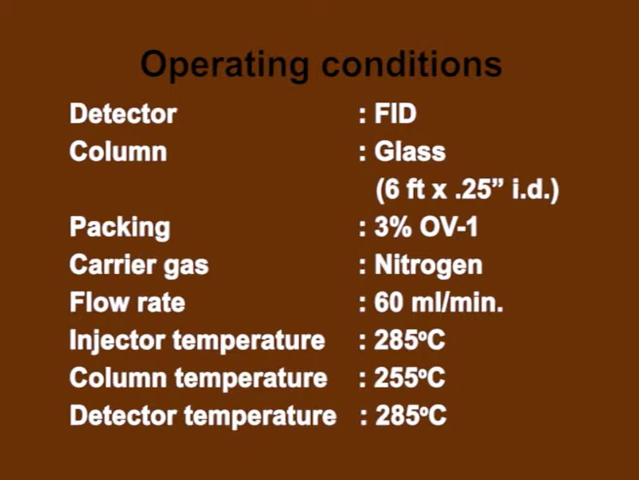Alternate or additional methods of gas chromatography. Method 1. Conditions: detector will be again flame ionization detector. Column, a glass column 6 feet by 0.25 inch internal diameter. Packing will be 3% OV1. Carrier gas will be nitrogen with a flow rate of 60 ml per minute. Injector temperature will be 285 degrees centigrade. The column temperature will be fixed at 255 degrees centigrade. The detector temperature will be maintained at 285 degrees centigrade.